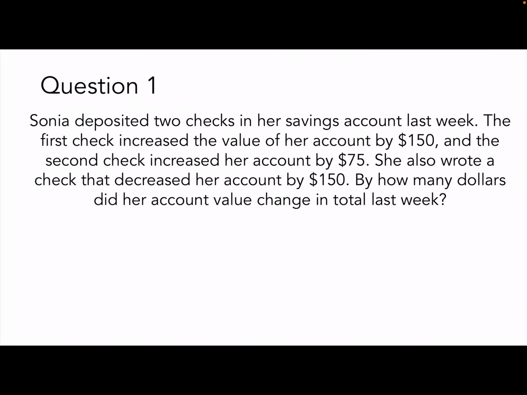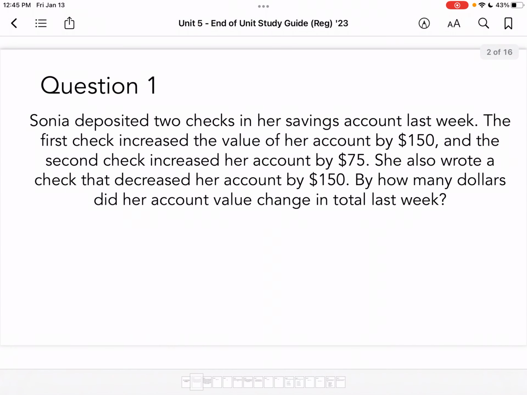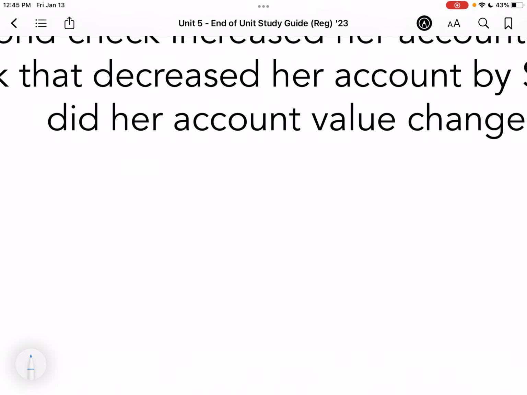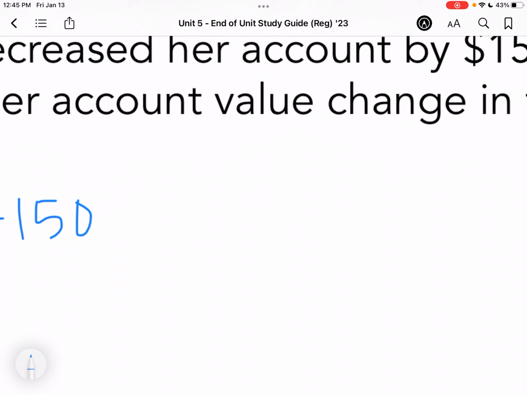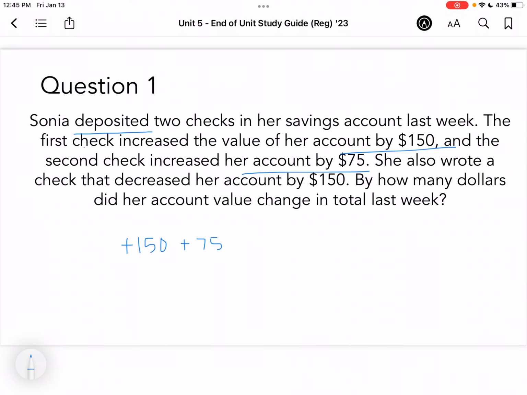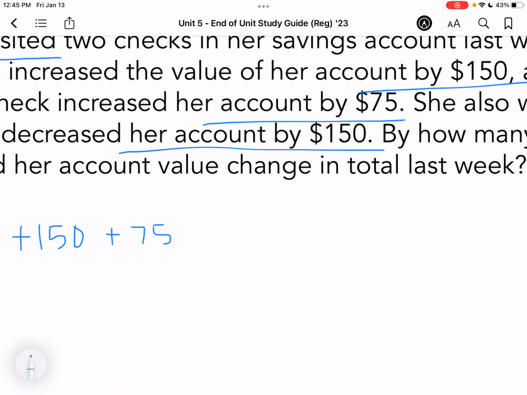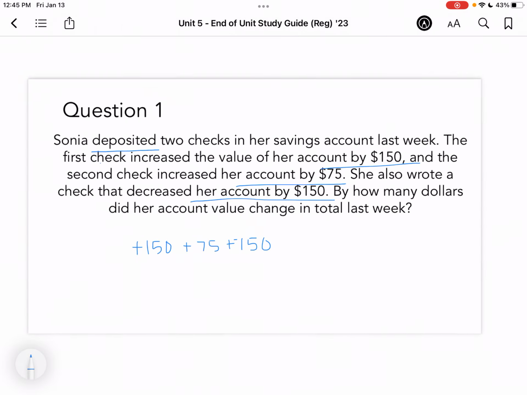Sonia deposited 2 checks in her savings account. So deposited tells me that I am using a positive number into her savings account. The first check increased their value by $150, so I have a plus 150. And the second check increased her account by 75. She also wrote a check that decreased her account by 150. So plus a negative 150.